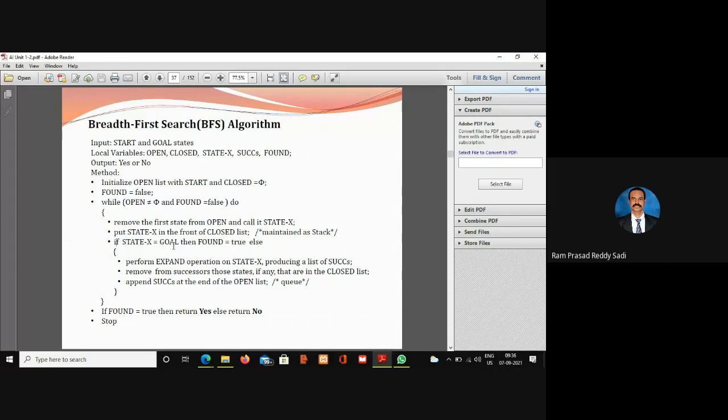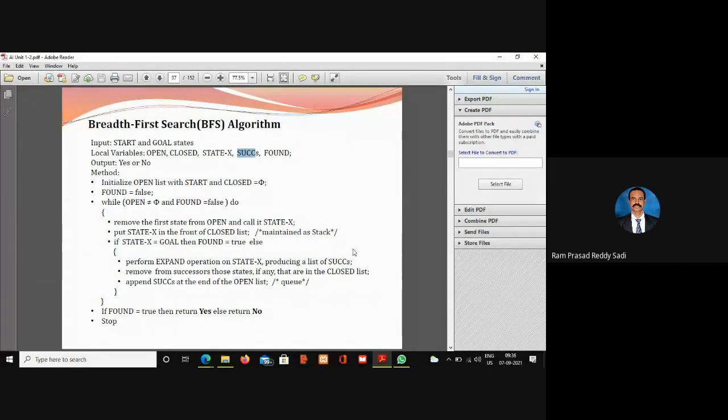Suppose state X is not equal to goal, then this will not function, and it is going to go to this else part. In the else part, what should you do? You have removed an element from the open, which is your current state. You have to expand that, explore it, and perform the expand operation on state X. That means, what are the nodes that are available at the next level? The nodes available at the next level are nothing but the list of nodes which we normally present in the successors.